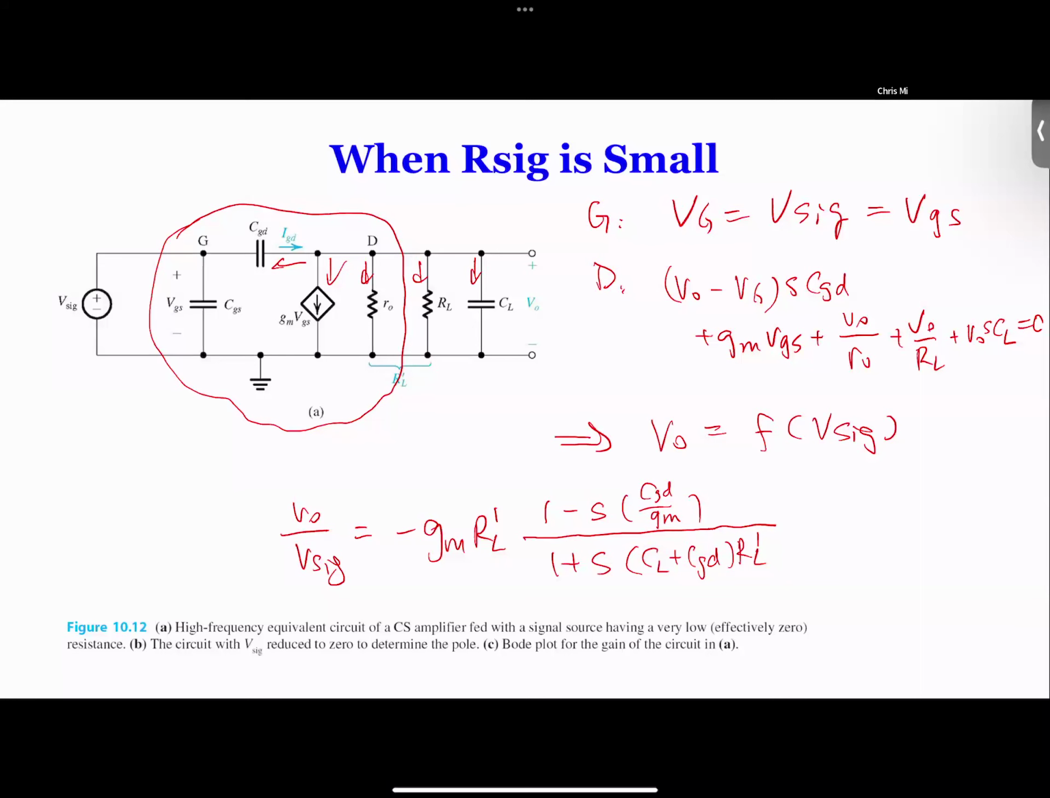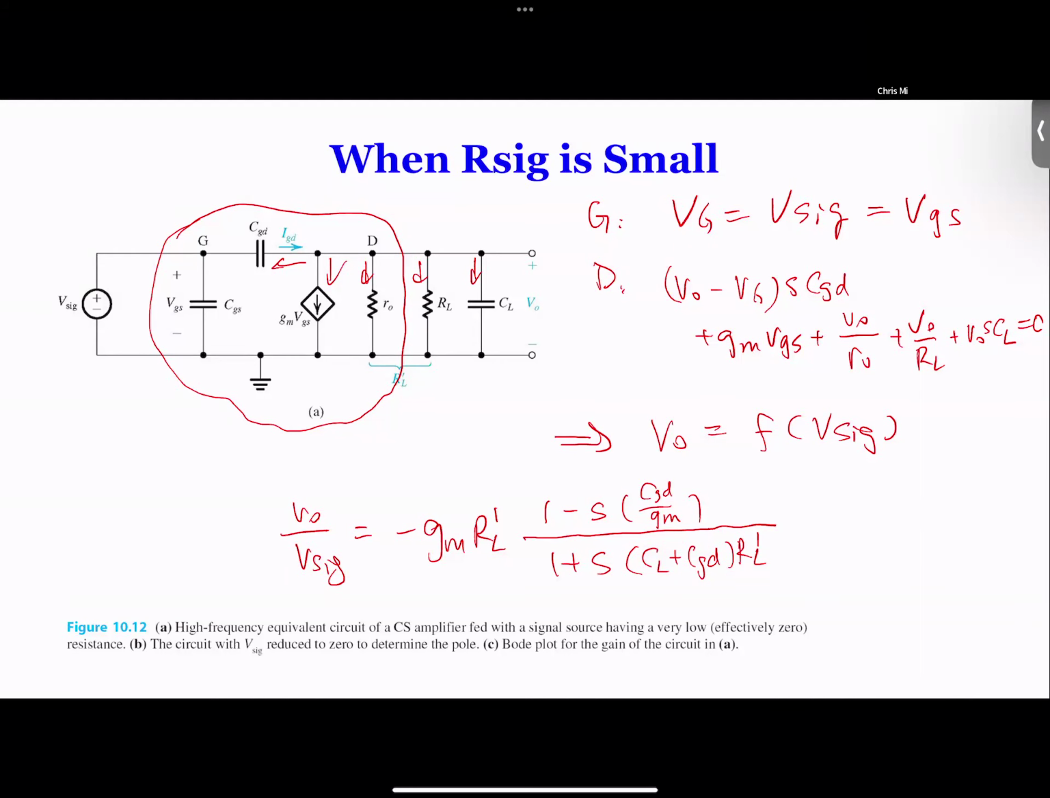So now let's analyze this equation and see what happens. If we assume S is very, very small, the frequency is low, what happens to this equation? S is much less than 1, so we can neglect this one, and we can neglect this one. So the whole thing becomes 1, and then we have VO over VSIG equal to minus GM times RL prime. See what happened? This is the middle band gain, the common source middle band gain. Which means this only works at the middle frequency.